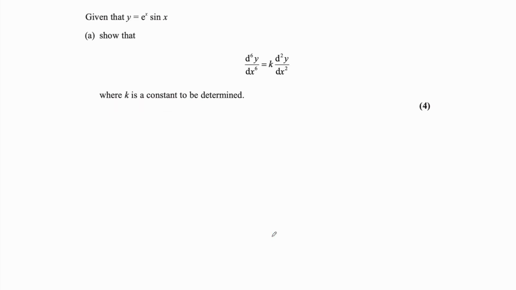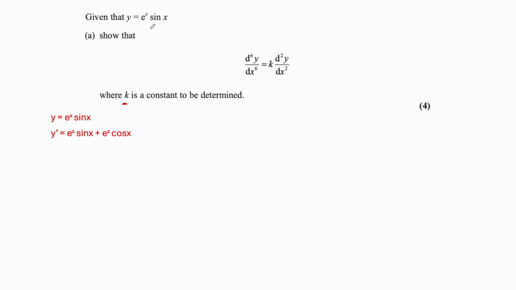Given that y equals e to the power of x sine x, show that y differentiated 6 times equals k times y differentiated twice, where k is a constant to be determined. So what we need to do first is differentiate this y. So we've got y equals e to the power of x sine x, and when you differentiate that, you get e to the power of x sine x plus e to the power of x cos x.